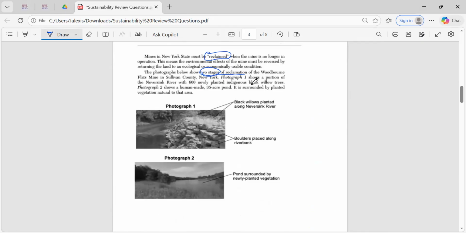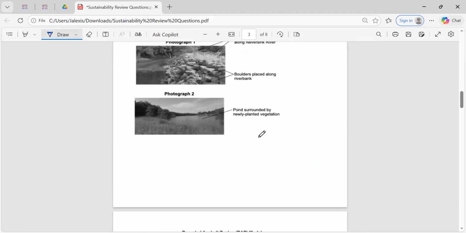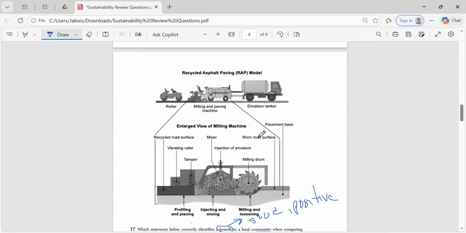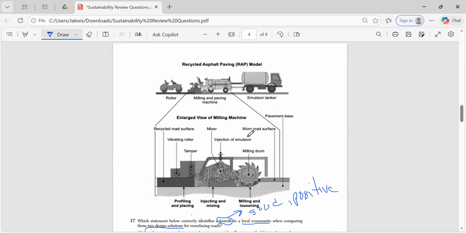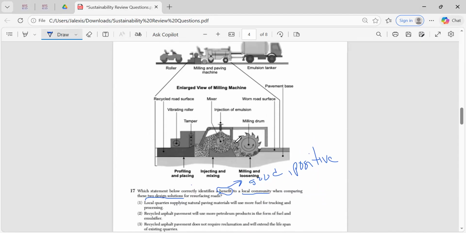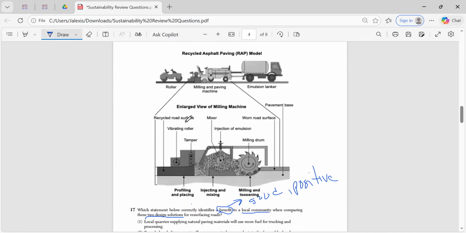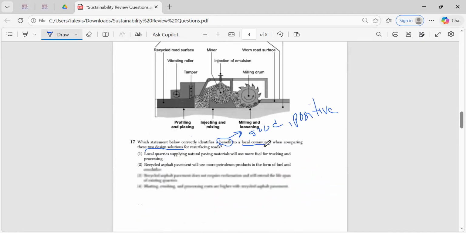It says photograph one shows a portion of the Neversink River with 600 newly planted indigenous black willow trees. Photograph two shows a human-made 35-acre pond. It is surrounded by planted vegetation natural to that area. All right. And we see a recycled asphalt paving model. So we are recycling asphalt paving, okay? And so I see here recycled road surface, I'm seeing a bunch of different things.